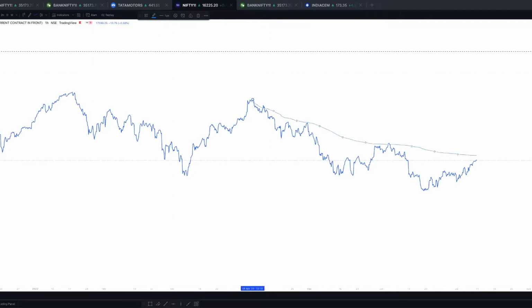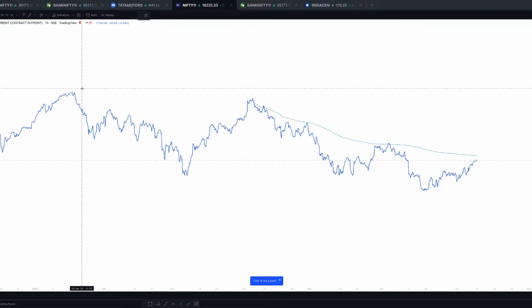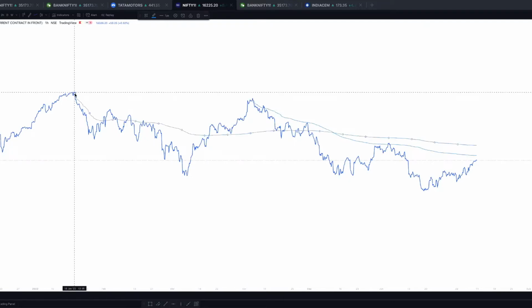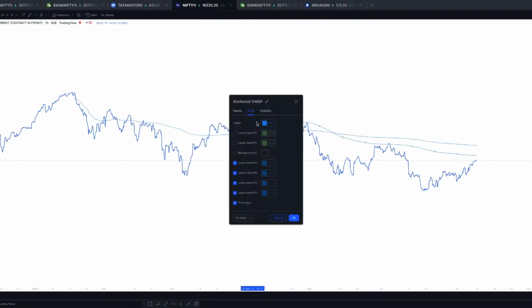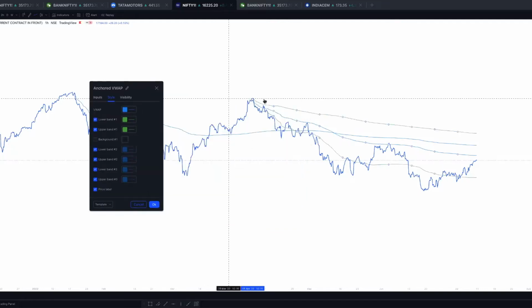For this, you just select the indicator, select a point, and click on it. If you double click on it, there are bands available in this. I have disabled them to create good visibility. So it will look something like this. This is the band of it, but I still prefer to go with the VWAP part.